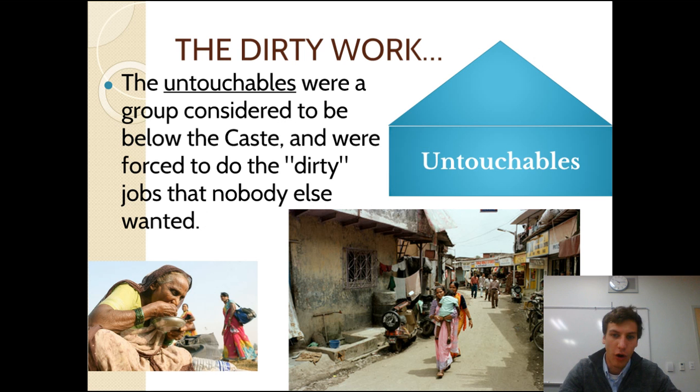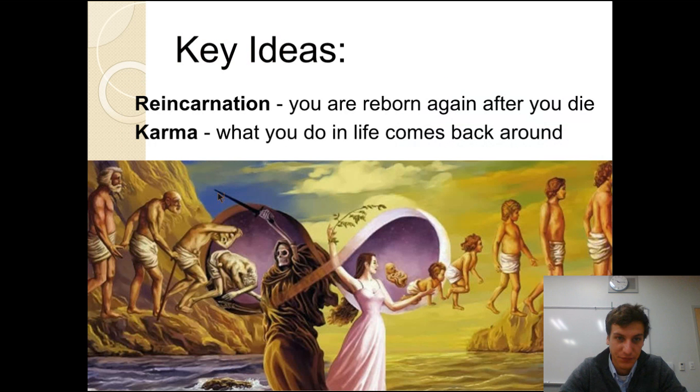There was a group all the way at the bottom. There still is, but it's actually changing a little bit now. And that group was called the Untouchables. They were considered to be below the caste, and they would do the dirty jobs that nobody wanted, such as cleaning up the trash, or salvaging things and selling them, or doing work with meat and stuff that nobody wanted to have anything to do with.